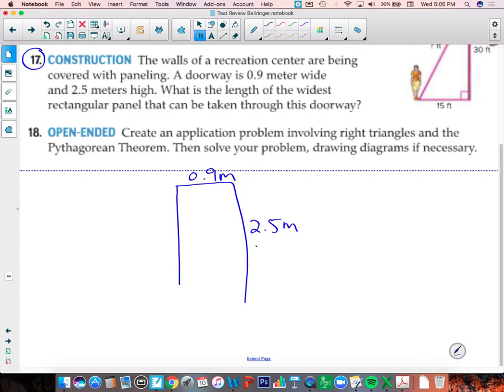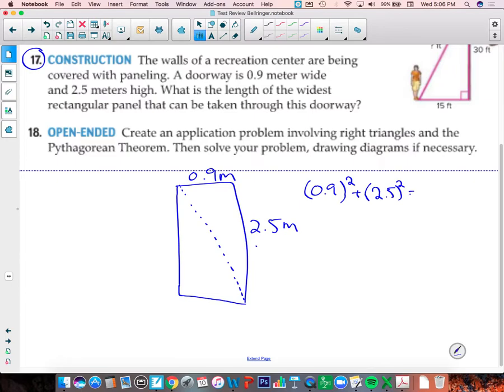Thinking about a doorway, what's the best way to get something through a door? That'd be to kind of put it at an angle. So you're trying to look at the distance of the diagonal there. Because that would be the most space that you would have in this doorway is that diagonal. All right, so what are you going to have to do to figure out that diagonal? Pythagorean's theorem. Okay, so 0.9 squared, that's my a squared.